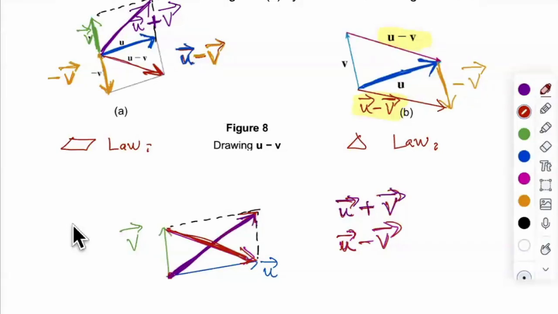So in the same parallelogram, you can see u plus v is this diagonal, and u minus v is this diagonal. Okay? Question? Yeah. Doesn't it start at u when you're subtracting v? Because you're supposed to start at the tip of u, and then the tail of v.